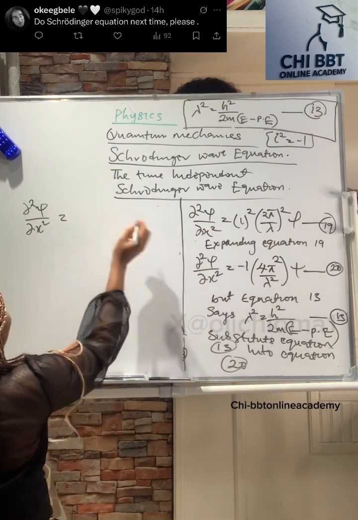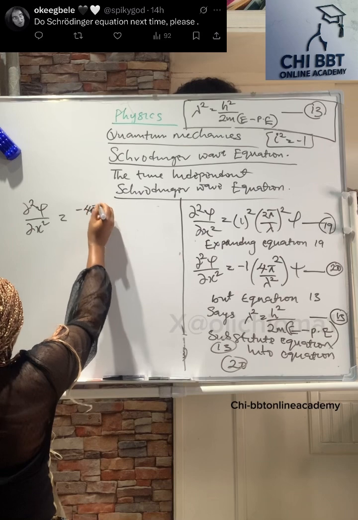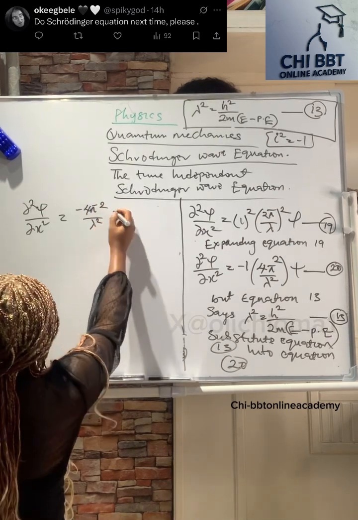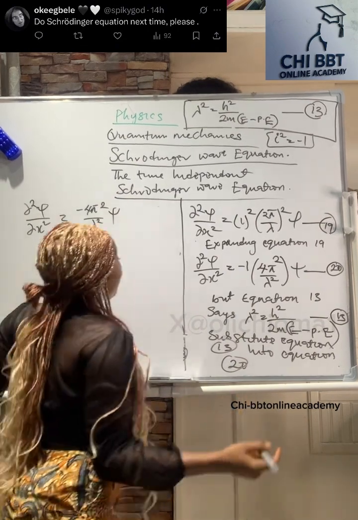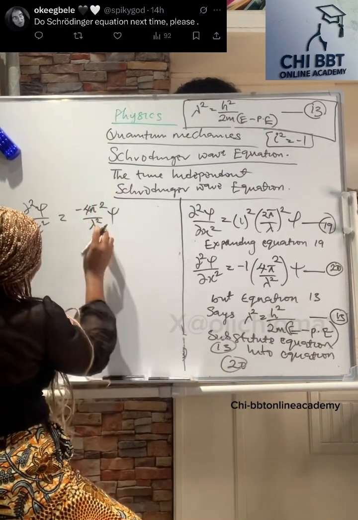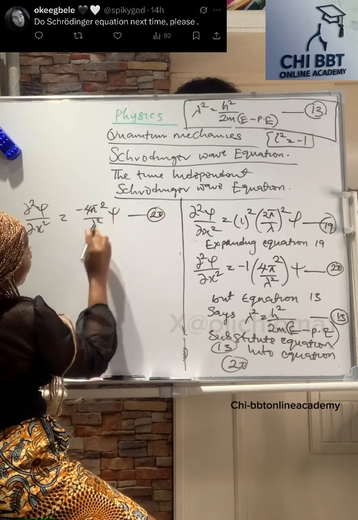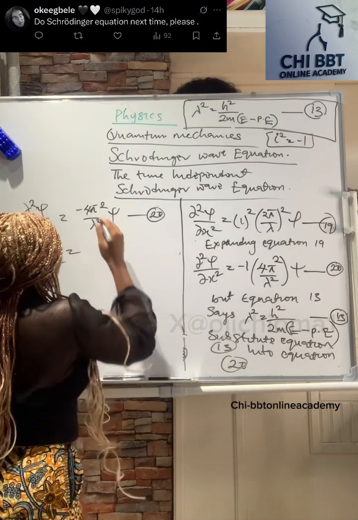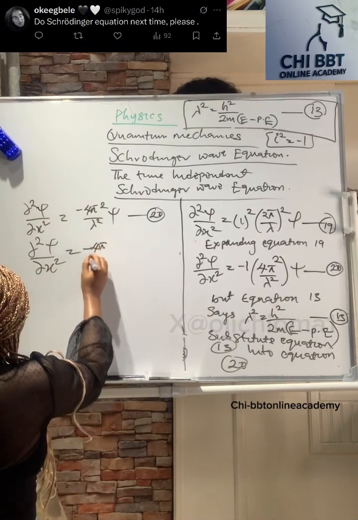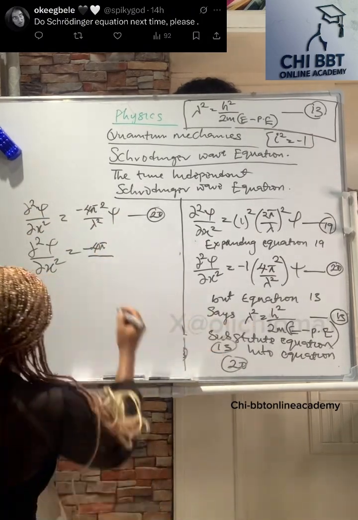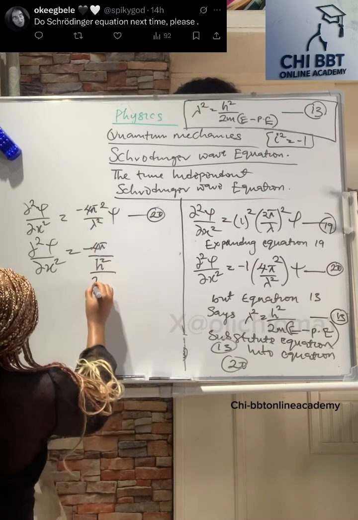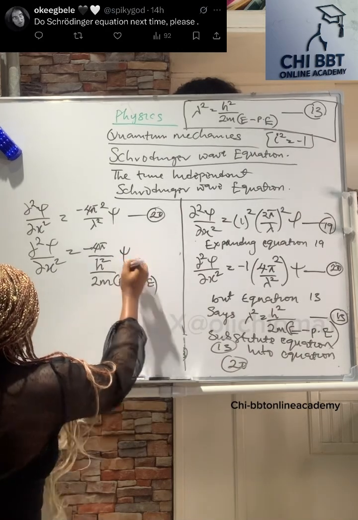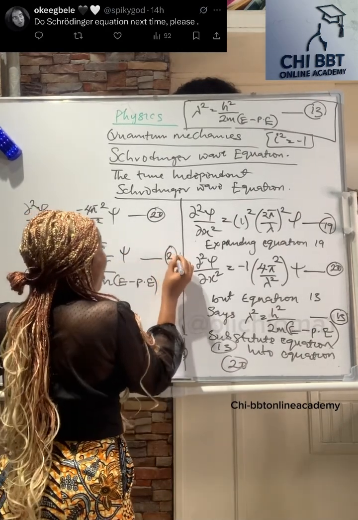First of all, let's break down equation 20: minus 4 pi raised to power 2 over lambda raised to power 2 times the wave function. You can see where the wave function is coming from. Then we put the value of lambda. You have the second partial derivative over dx squared equals minus 4 pi squared over the value of lambda, h raised to power 2 over 2m bracket E minus PE. PE is the potential energy, times the wave function. This is equation 21.